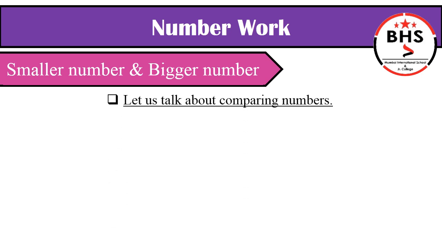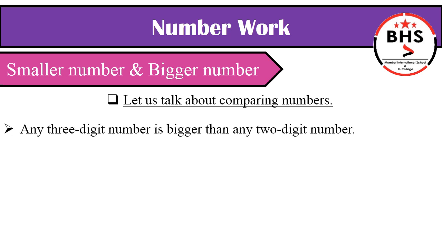Let us talk about comparing numbers. Any 3-digit number is bigger than any 2-digit number. For example, here 563 is a 3-digit number and 89 is a 2-digit number. Therefore, the 3-digit number, that is 563, is bigger than the 2-digit number, that is 89.